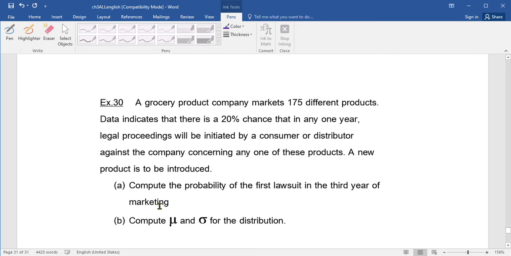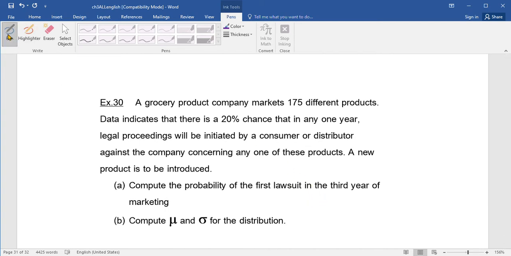A grocery product company markets 175 different products. Data indicate that there is a 20% chance that in any one year, legal proceedings will be initiated by a consumer or distributor against the company concerning any one of these products. A new product is to be introduced. Compute the probability of the first lawsuit in the 3rd year of marketing.